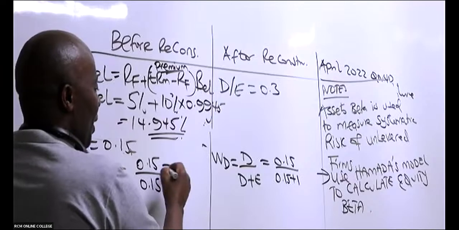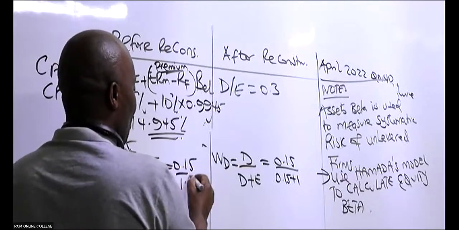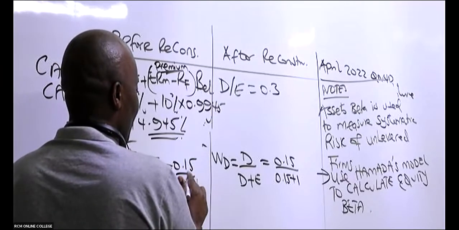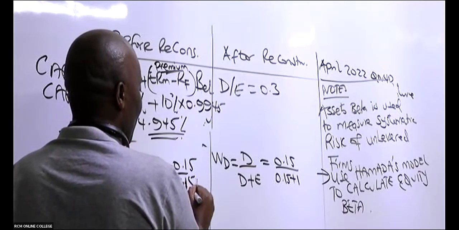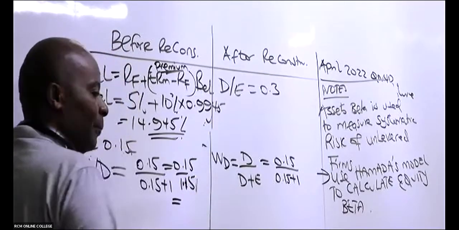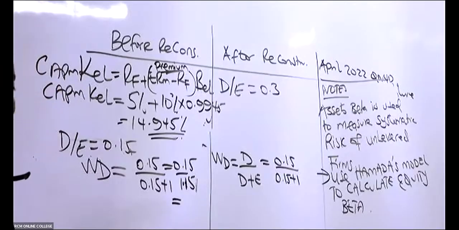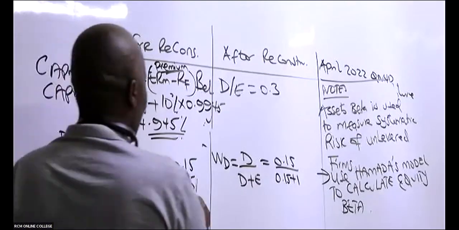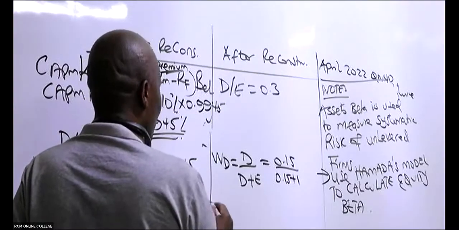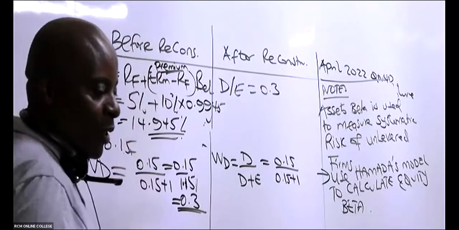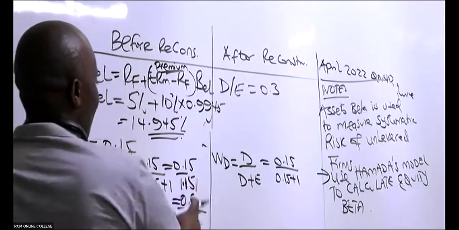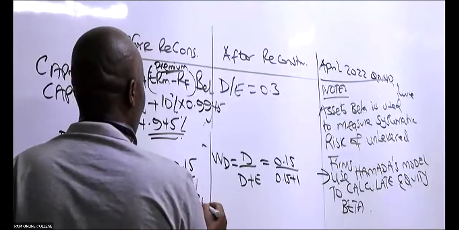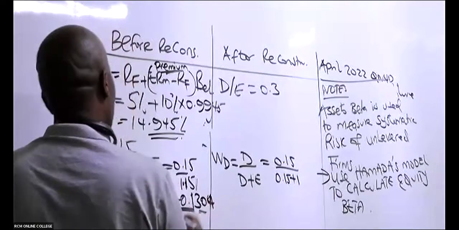So then this one here will be 0.15 over 1.15. So this one here will end up giving us what figure? Please confirm. Weight of debt, 0.13, isn't it? Let me try you out before we continue. So 0.13. Can we write 0.1304? Yeah, thank you so much.